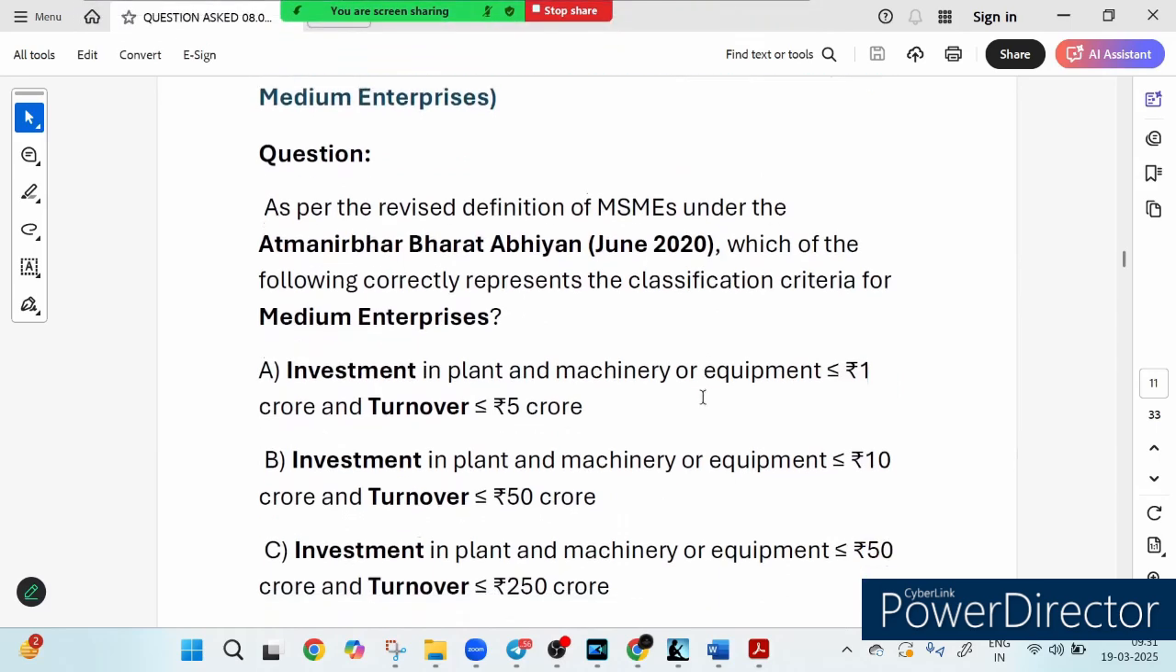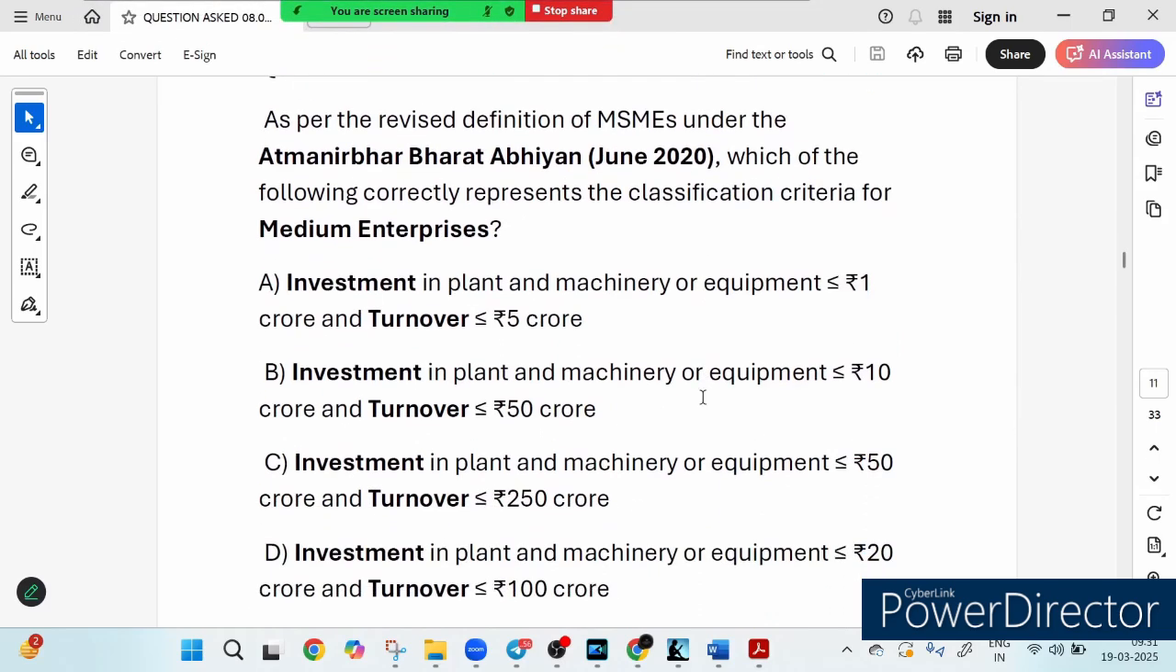Now let's look at the MSME scheme. This question is most frequently asked. Let's try to understand the question. As per the revised definition of MSME under the Atmanirbhar Bharat Abhiyan, which of the following correctly represents the classification criteria for a medium enterprise? Option A: investment in plant and machinery less than 1 crore, turnover less than 5 crore. B: investment less than 10 crore, turnover less than 50 crore. C: investment less than 50 crore, turnover less than 250 crore. And D: investment less than 20 crore, turnover less than 100 crore.